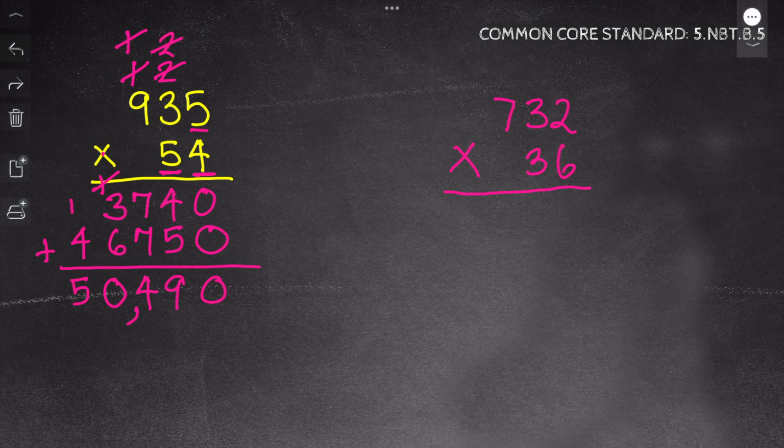And for my final problem, we have 732 times 36. So I start with my 6, my 1 spot, and 6 times 2 is 12. Regroup my 1 and put my 2, and 6 times 3 is 18, plus 1 is 19, and 6 times 7 is 42, plus 1 is 43. Now I'm going to be multiplying by this 3, which is 30, so I need to annex my 0, and 3 times 2 is 6, and 3 times 3 is 9, and 3 times 7 is 21.